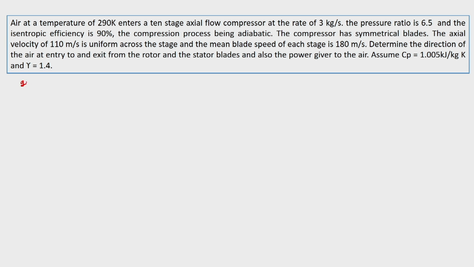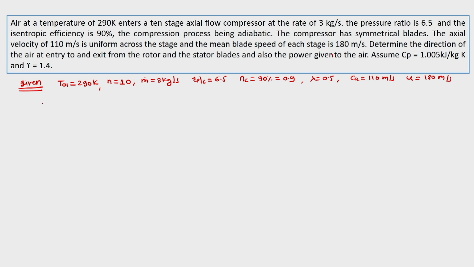So let us see what is given. In this example, first is T01, which is 290 Kelvin, number of stages 10, then m dot is 3 kg per second, then Rp of compressor as 6.5, then compressor's isentropic efficiency as 90% or 0.9, blades are symmetric, so lambda is equal to 0.5, then axial velocity Ca is equal to 110 meter per second, and then mean blade speed U is equal to 180 meter per second, and then we are supposed to find out the exit and entry rotor and stator angles and power input given.